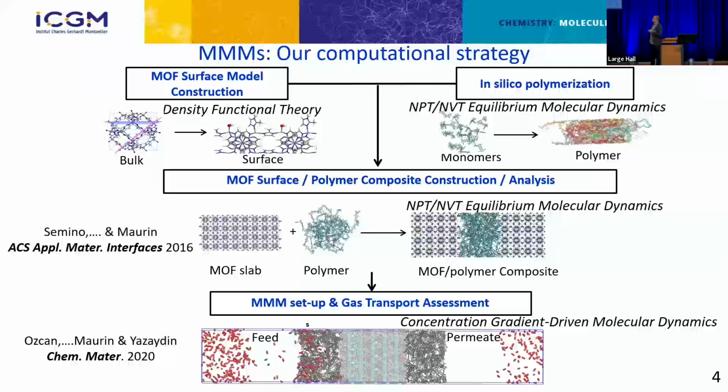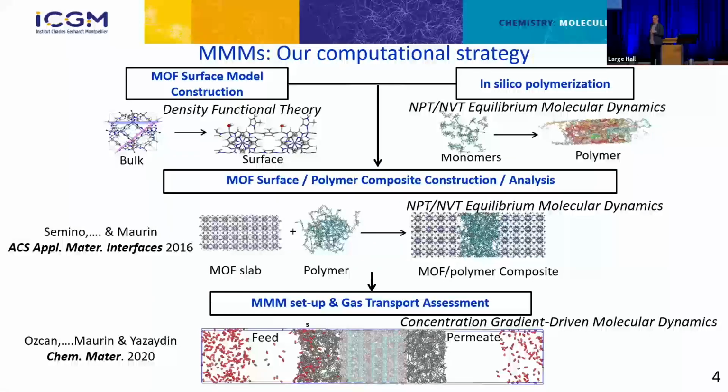Here, for instance, you have an example with a zeolite. We start with a bulk zeolite. We can cleave different surface slab models, and then we can optimize and also play with the nature of the terminal groups of the surface.